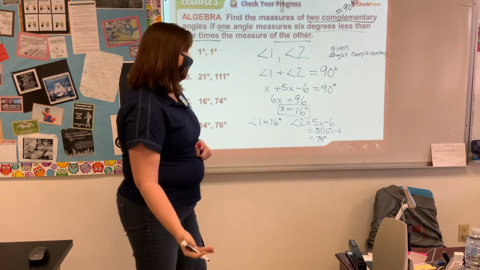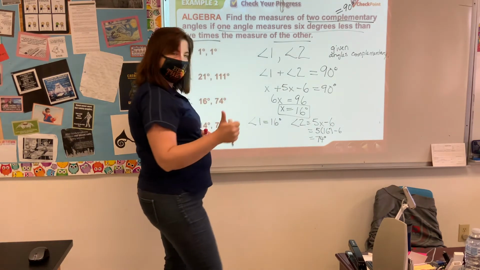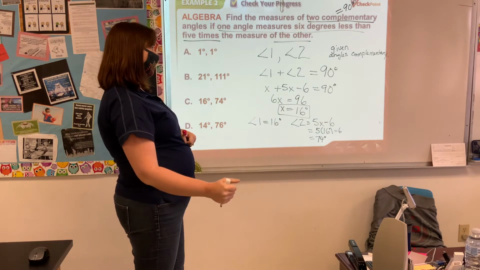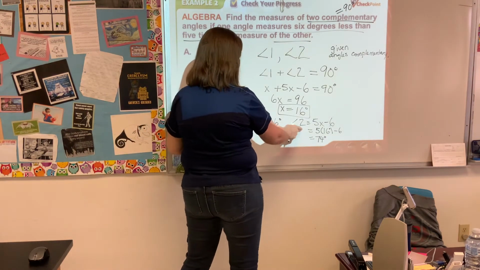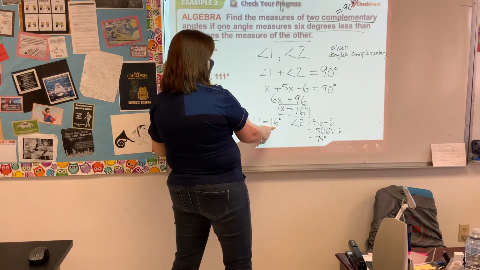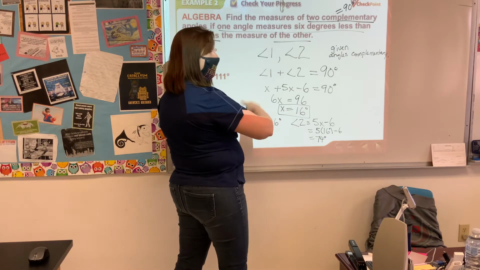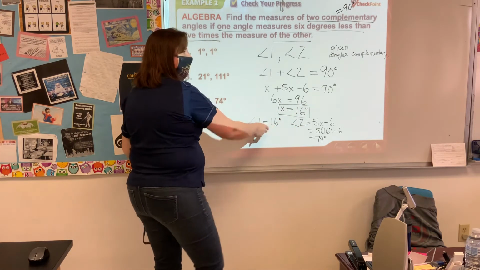Now we need to check. Okay, 16 plus 74, do they equal 90? Yes. Another way that I could have done this, instead of plugging it into here, is I could have said, well, if this angle 1 is 16 degrees, I know that my other angle has to be 90, subtract the 16.